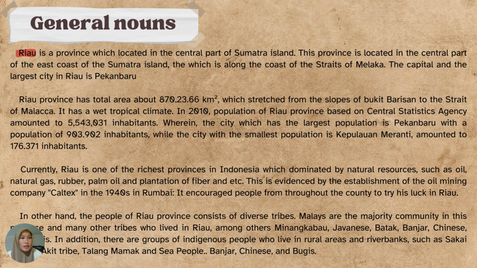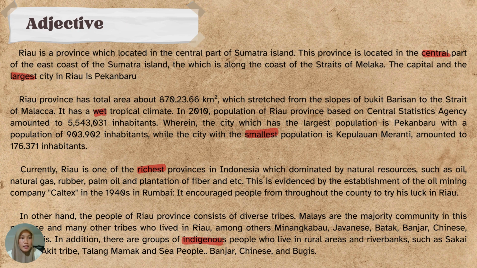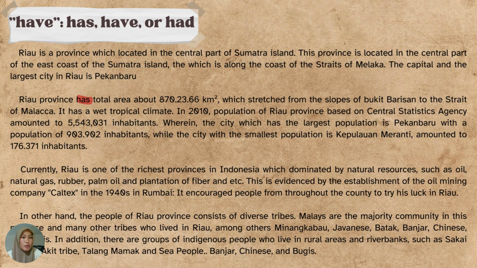Okay, next let's find the general nouns. Because the text talks about Riau, the general noun is Riau, and it uses present tense such as is, has, are, live, and using adjectives like central, largest, wet, smallest, richest, and indigenous, and using have, like has.